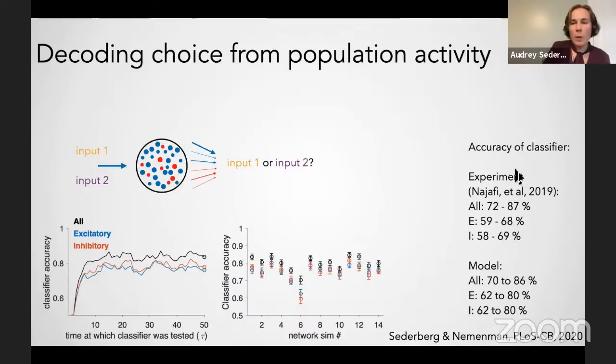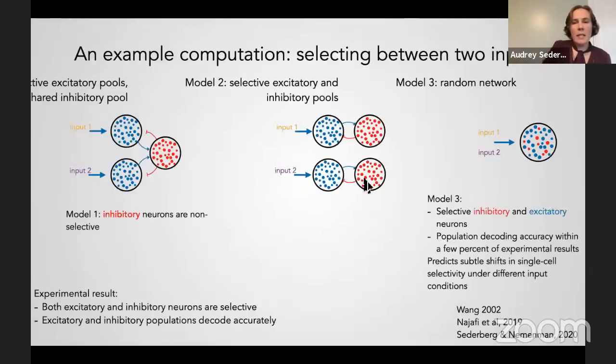We can also compare this to what the experimental recordings were. In that case, the accuracy of a classifier that was trained on, instead of simulated activity, the actual recorded activity, ranged from 72 to 87%, which is within a couple percentage points of what this model generated. And so, to summarize, these results could be generated in this model two with specific subpools of neurons, but they could also be accounted for in a random network model. And moreover, this random network model can make a prediction of how selectivity in individual neurons changes under different input conditions, which could be tested.